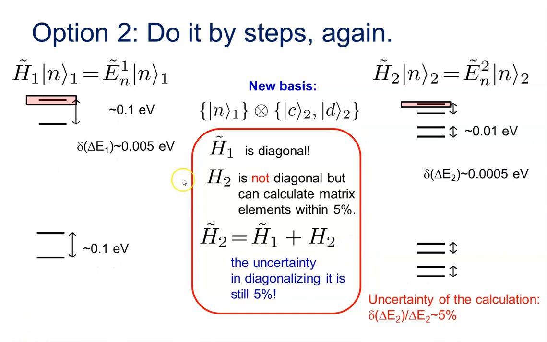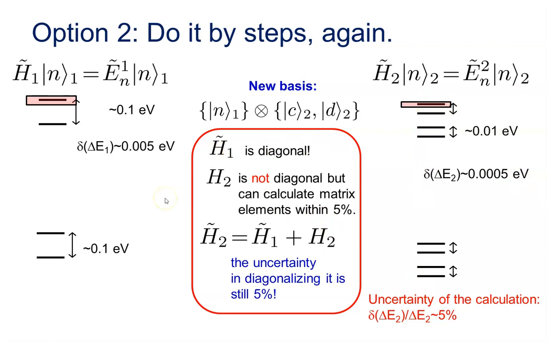So if you do that for H2, right, so you had your energy here, you construct your new basis, which is the one that you obtained for H1 times the new states, which spans the Hilbert space for H2. H2 is not diagonal, but you can calculate its matrix elements and diagonalize it within 5%. But 5% of the energy scale of H2. So your accuracy now is 0.005 electron volts, so you can resolve these splittings.